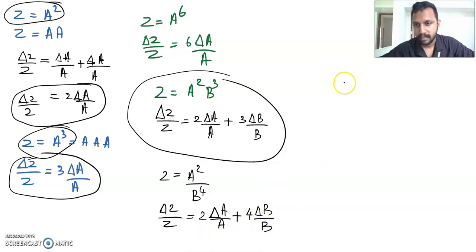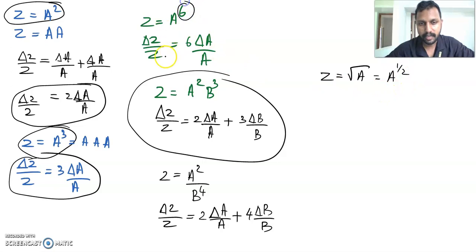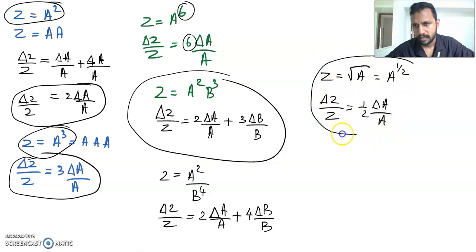Okay, then let me write, what if z is equal to root of a? Z is equal to root of a, means root of a can be written as a raised to 1 by 2. If it is a raised to 6, means it is 6 delta a by a. Therefore, delta z by z, it should be what? 1 by 2 delta a by a. Okay, z is equal to root a, means delta z by z should be 1 by 2 delta a by a.